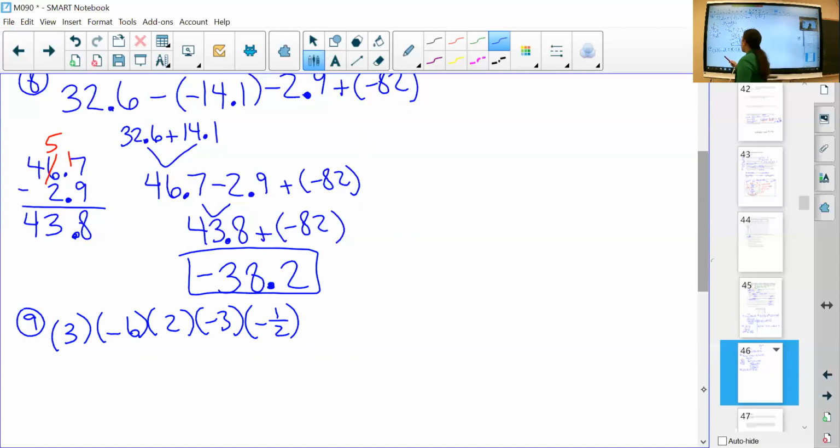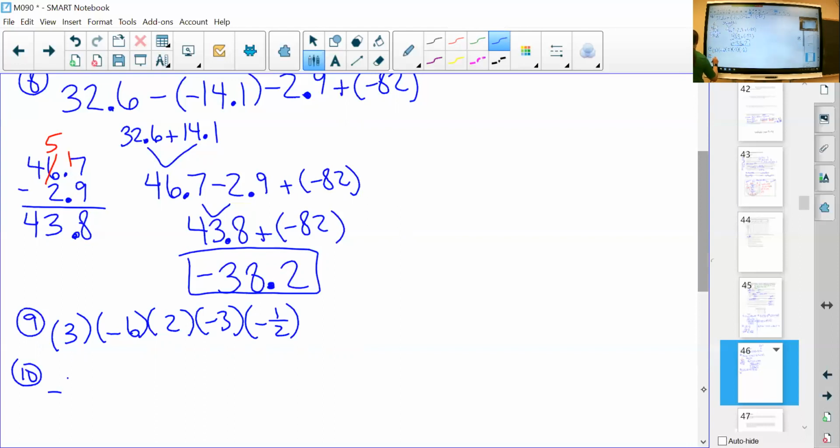I can also look at this and say I have 1, 2, 3 negative signs. So that's flip, flip, flip. It's going to be negative at the end. So 3 times negative 6, figure out that, then multiply by 2, and so on. Whatever your answer is, it should be negative, and see if you can figure out what that is.